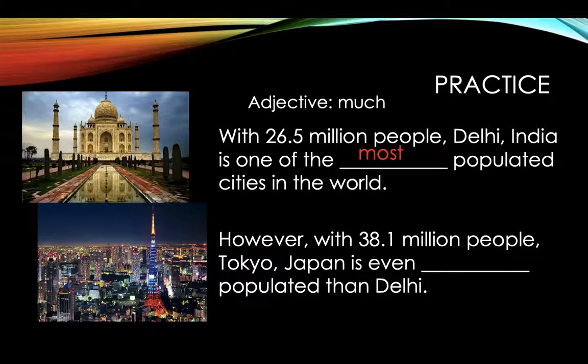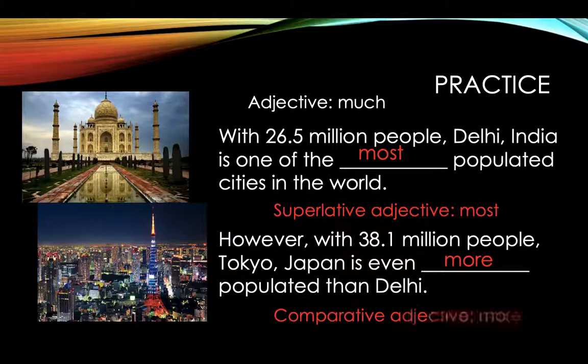With 26.5 million people, Delhi, India is one of the most populated cities in the world. So we use the superlative form most. But now we're comparing. We're comparing Delhi and Tokyo. So however, with 38.1 million people, Tokyo, Japan is even more populated than Delhi. So we're going to use the comparative adjective more, okay?